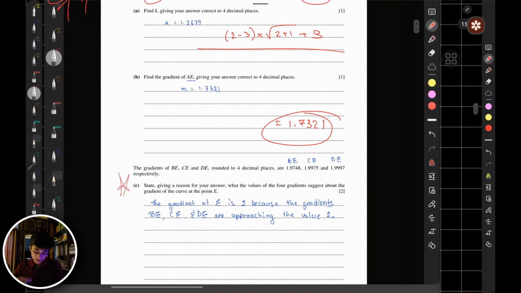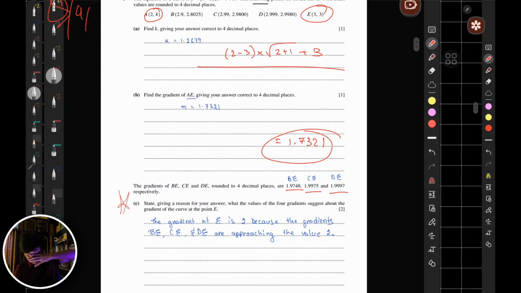Very simple. Okay, question C. The gradients of BE, CE, and DE are rounded to 4 decimal places, and they are given. For BE the gradient is this, for CE the gradient is this, for DE the gradient is this. State, giving a reason for your answer, what the value of the 4 gradients suggest about the gradient of the curve at point E.